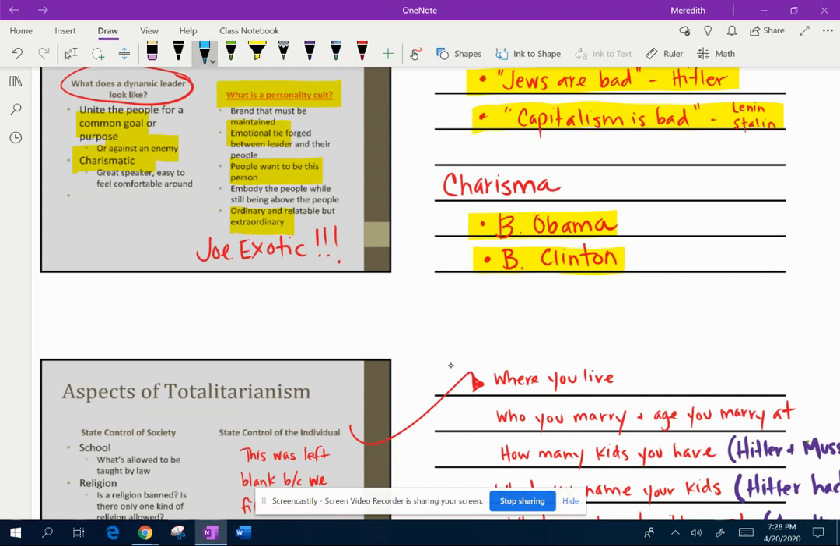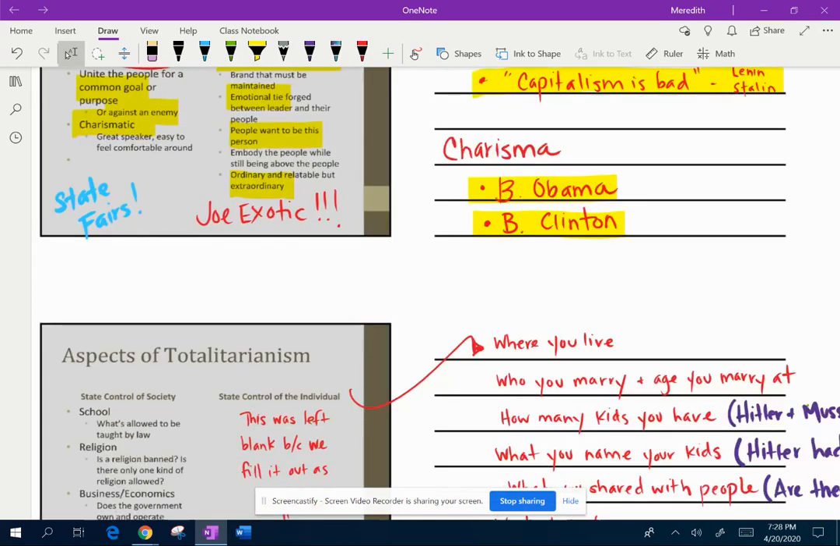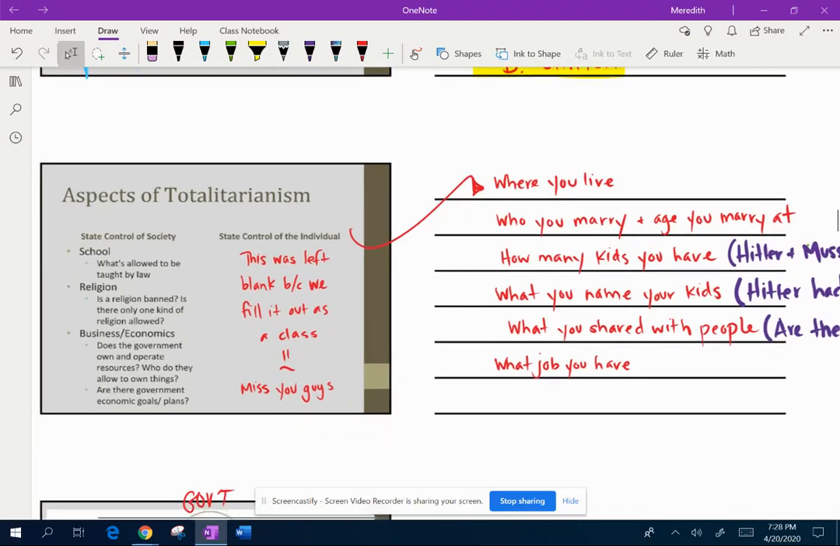State Fair. That's what I was talking about and could not remember. The state fairs where politicians go and eat, you know, corn and deep fried Snickers. Bah humbug. All right. So anyway, that's the cult of personality and what a dynamic leader looks like. Sorry for the random segue in the middle of it.